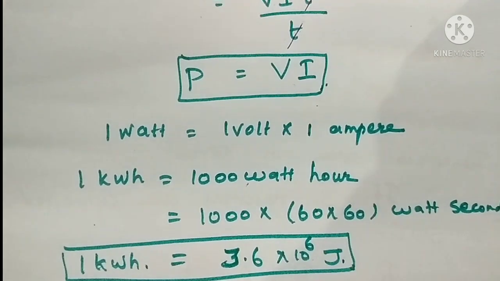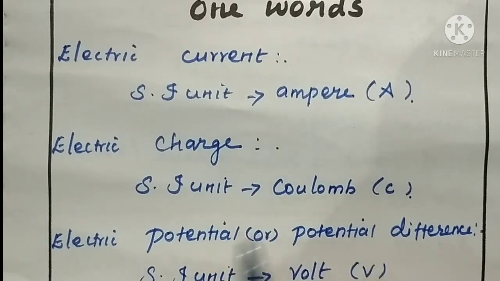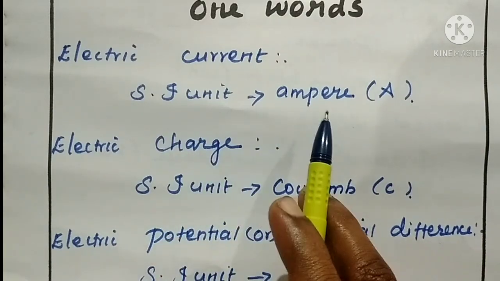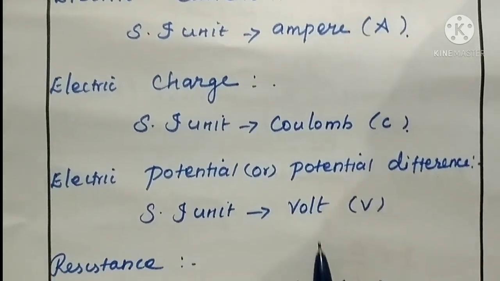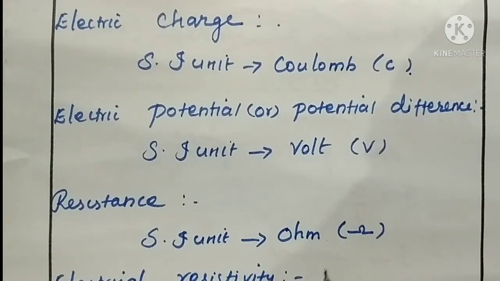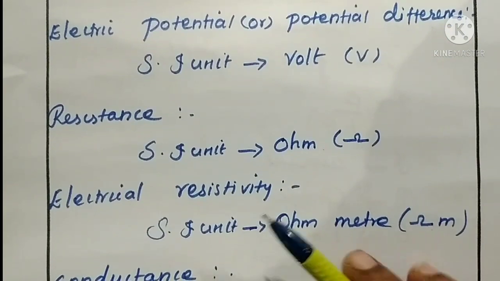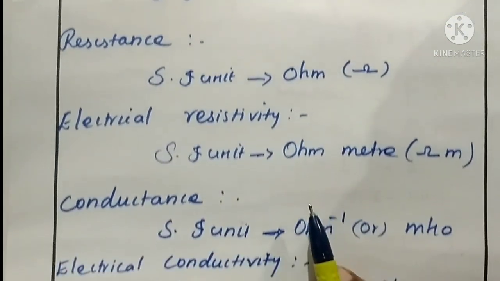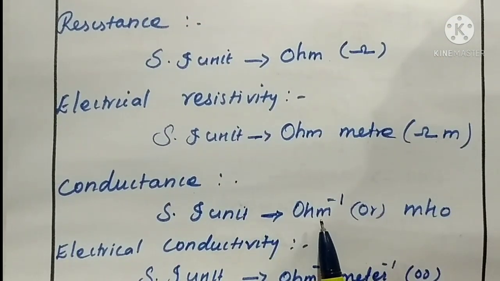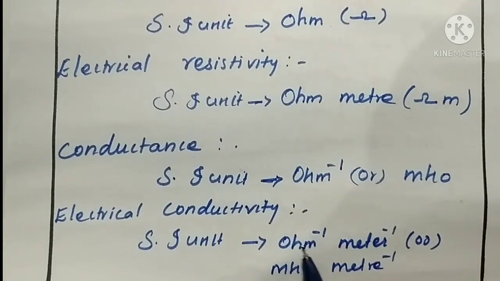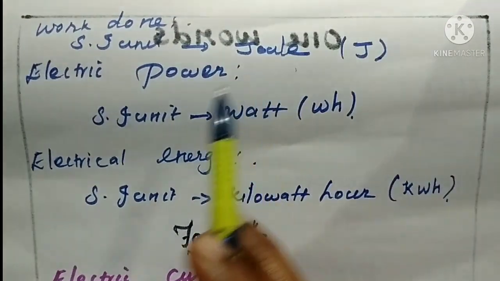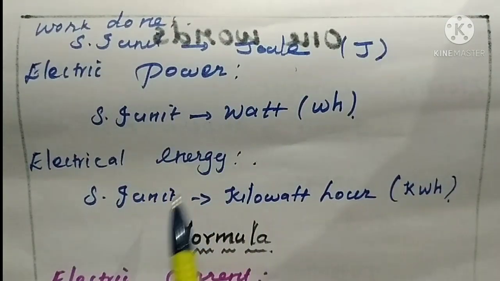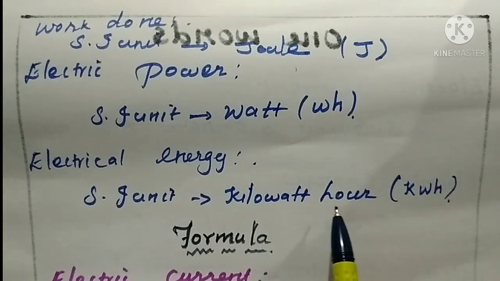Once again, shall we recall what we learned? Unit of electric current, ampere. Charge, coulomb. Electric potential, volt. Unit of resistance is ohm. Unit of electrical resistivity is ohm meter. Unit of conductance is ohm power minus 1. Electrical conductivity is ohm power minus 1 meter power minus 1. Unit of work done is joule. Unit of electric power, watt. The unit of electrical energy is kilowatt hour.